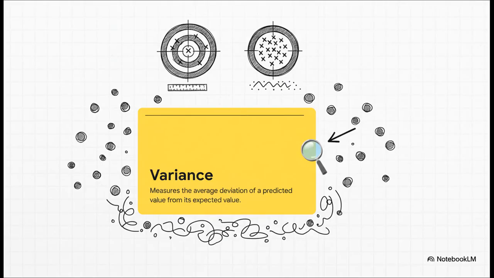So on the complete other end of the spectrum, we've got variance. Variance is the error you get from a model that is, well, it's too complex. It's too sensitive. It doesn't just learn the real pattern in the data, it starts to memorize every little random bit of noise too. We call this overfitting.